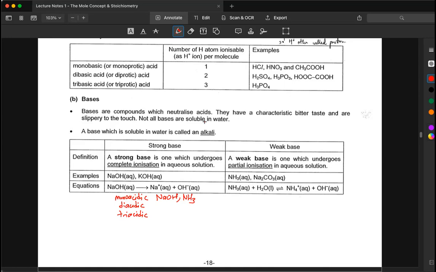For example, like barium hydroxide, calcium hydroxide. The other triacidic ones will be maybe basic, like for example, aluminum hydroxide. But aluminum hydroxide is not so soluble lah.